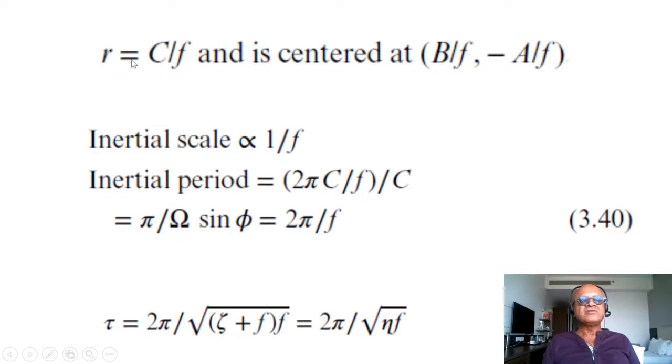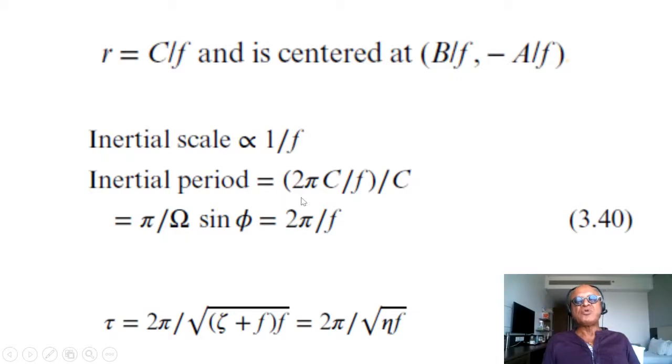So a radius of r given by c over f and centered at b over f and minus a over f is produced, and the inertial scale is proportional to 1 over f, and we already know that f is dependent on latitude, going from 0 to the maximum at the poles. So the inertial scale is going to decrease as f increases. Inertial, obviously this becomes infinity at the equator.